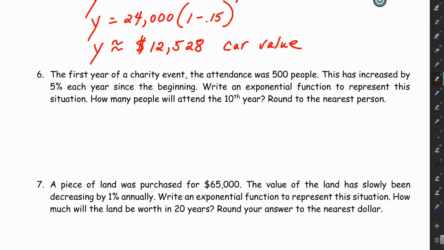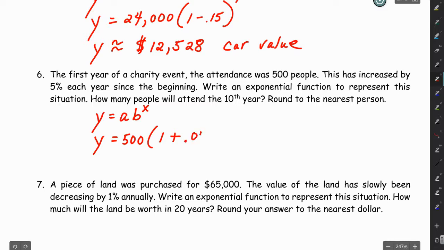The first year of a charity event, the attendance was 500 people. It increased by 5%, so we know we have exponential growth. Write an exponential function. How many people will attend the 10th year? Our equation is in the form y equals a b to the x. Our initial value is 500. We have growth, so it's going to be 1 plus our rate, but we have to make sure our rate is in decimal form. And 10 years later, so our value for x is 10.